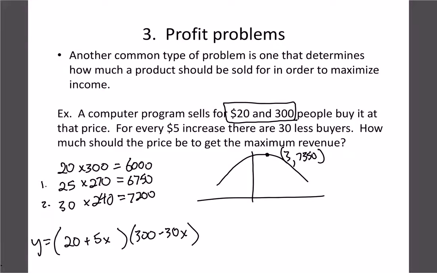So what does that mean? That means if we make 3 increases of $5, we're going to get to our maximum, and that'll give us a maximum money of $7,350. So you got to be careful. It's not that we're going to sell for $3. We're going to make three $5 increases. So that means we're going to increase by $15. So our maximum should actually be $35. So if we sell our item for $35, we're going to make $7,350 in total revenue. So in this case, our answer should be 35. And that's it for this type of problem.